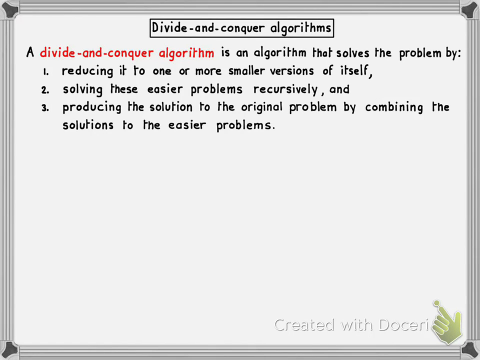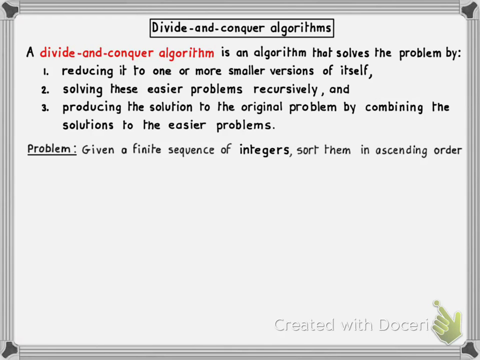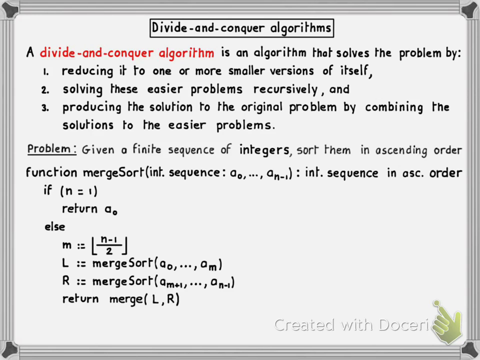Now, as it turns out, we've already studied at least one algorithm that fits this divide and conquer paradigm. Remember the problem of sorting in ascending order a given finite sequence of integers. We've studied quite a few algorithms already: bubble sort, insertion sort, and merge sort. And it turns out merge sort is an example of a divide and conquer algorithm. So let me give you the pseudocode description of merge sort again. Remember that it takes an integer sequence of n elements, or n terms, and it returns the same sequence but in ascending order.